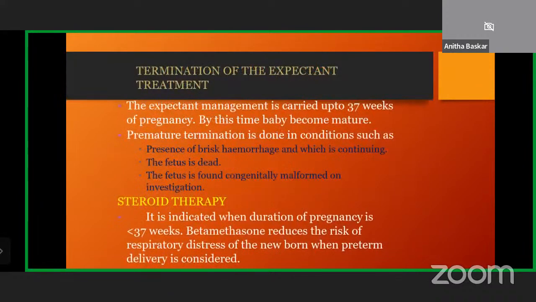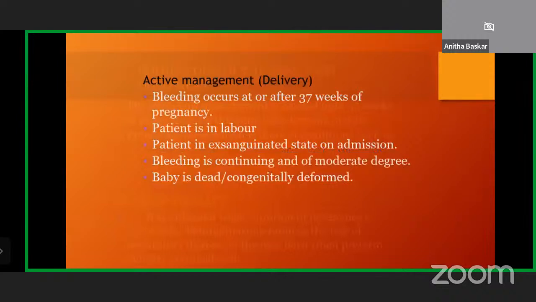When will you terminate the expectant line of management? It is carried up to 37 weeks. When the pregnancy reaches 37 weeks, you have to plan for termination, and by this time the baby becomes mature. You go for premature termination when there is any brisk hemorrhage, suspicion of abruptio placenta, when the fetus is dead, or when there is any congenital malformation; there is no need for the expectant line of management. Steroid therapy is indicated when the duration of pregnancy is less than 37 weeks, and betamethasone reduces the risk of respiratory distress, that we know.